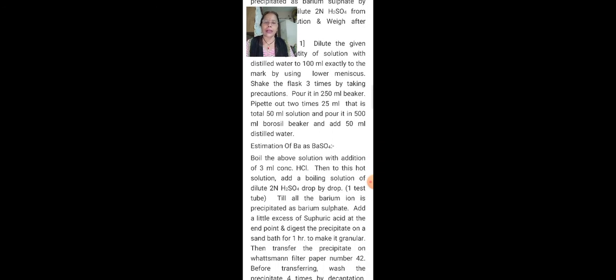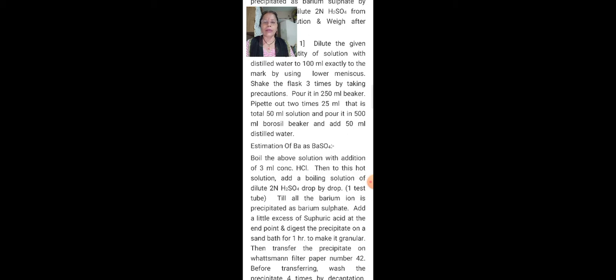Now the real practical is like this. The 100 ml solution in your 500 ml beaker, boil it with the addition of 3 ml concentrated HCl. The concentrated HCl is the reagent which dissolves all the material present in the solution, and that is why we are adding it.